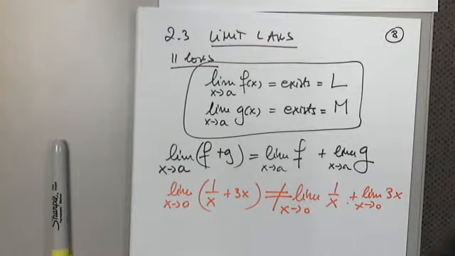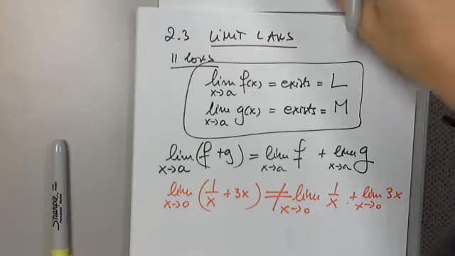This is very clear, right? f is 1 over x, g is 3x. I'm allowed to do this, but I'm not allowed to do this here. Why? Is there directional? No. Not a single term? No. The limit of 1 over x does not exist. The limit of 1 over x as x approaches 0 from either side does not exist.